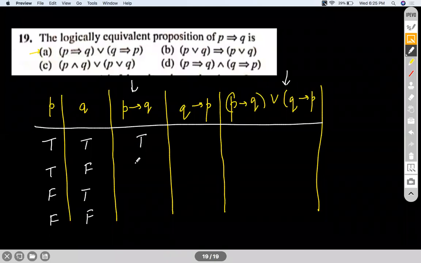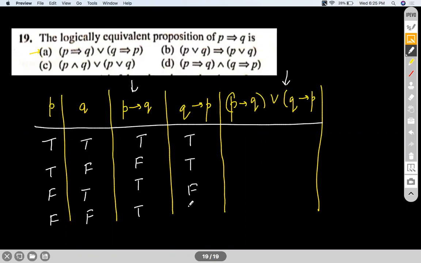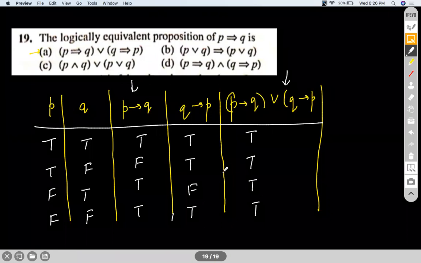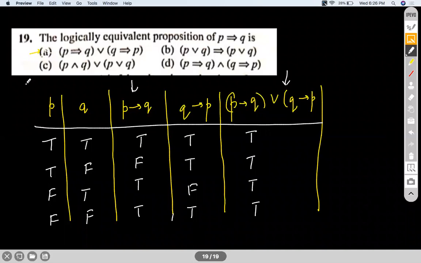True, true will give you true. This will be true, false, false, true. Oh, sorry, true, false, true. True. Yeah. If you look at the opposite, then this will be true, true, false, true. Correct? Now they are taking their or. So or will be true, true. Okay. True. This is actually a tautology. Okay, sir. That means this and this do not match.